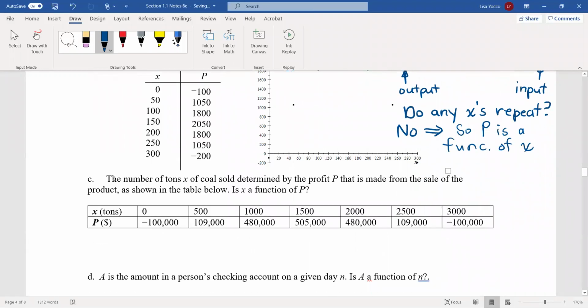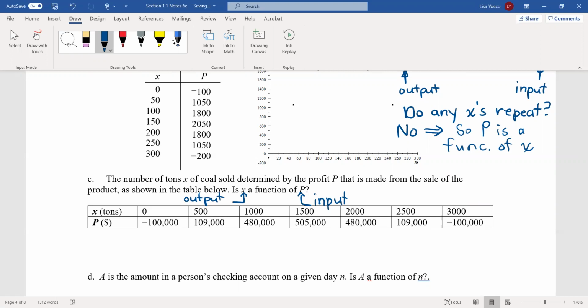Okay, looking at C. Now this time we're saying the number of tons X of coal sold is determined by the profit, P. So here's my question, is X a function of P? Again, the letters might throw you off, but the letters don't matter. If X is a function of P, then P is the input and X is the output.